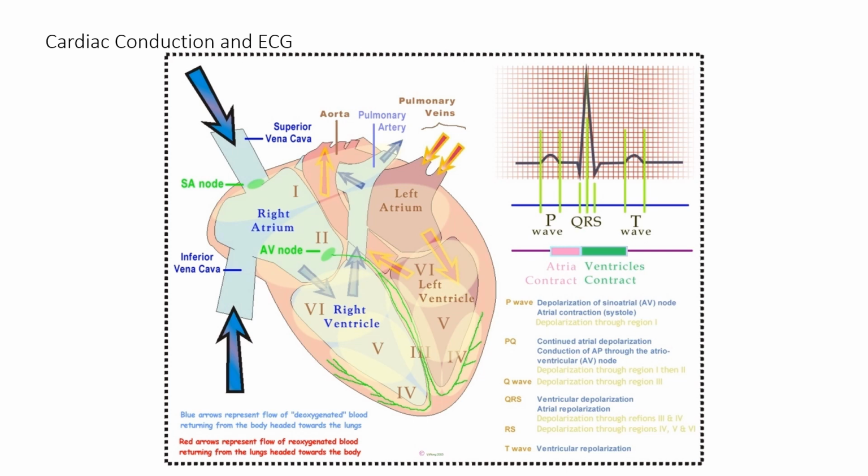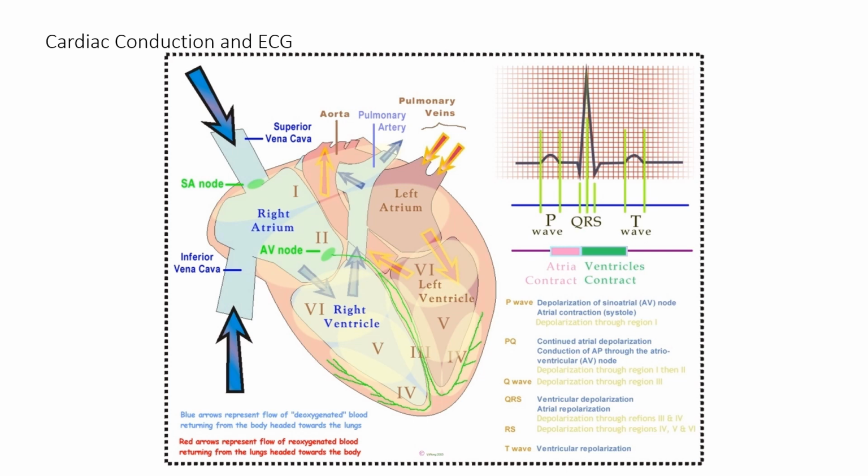This is where it starts to hit the Purkinje fibers. And then the RS complex is the depolarization through the rest of the ventricles up through here. And then the T wave is that ventricle repolarization. So the ventricles will contract right here, starting with Q through the beginning of the T.